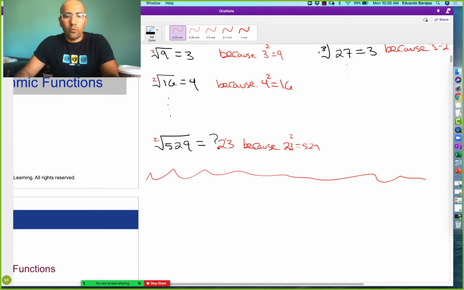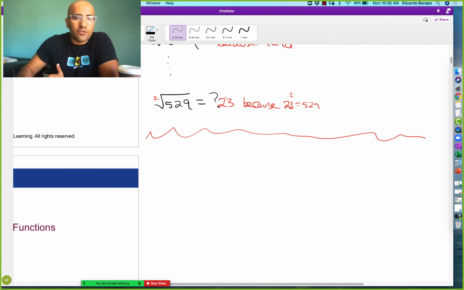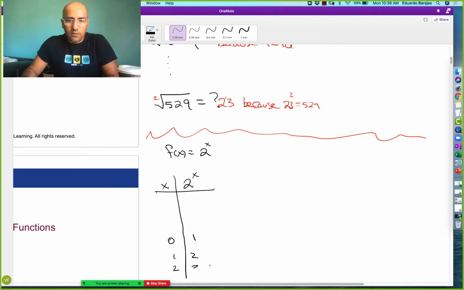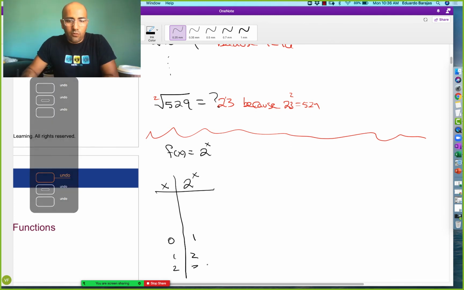Okay, so now we've been working with exponential functions. So we've had something like, let's say we had f of x equals 2 to the x power. And we created a table of values. We've worked with this before, where we have x and we have 2 to the x power. So when we have 0, that leads us to 1. When we have 1, that leads us to 2. When we have 2, that leads us to 4.